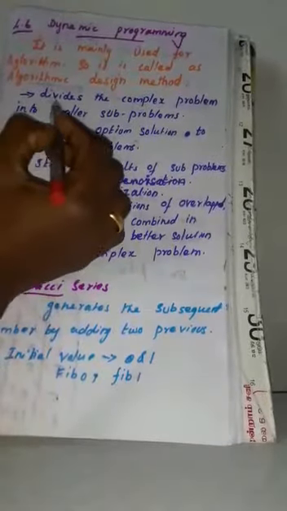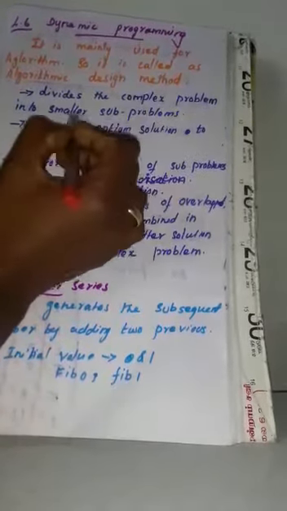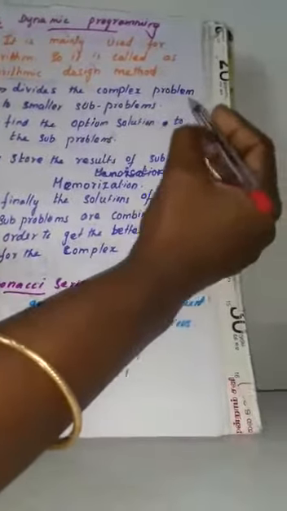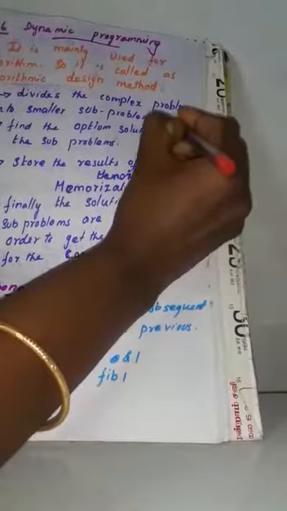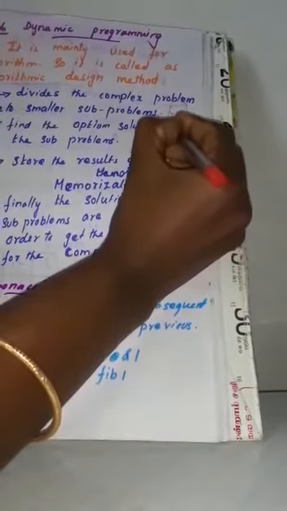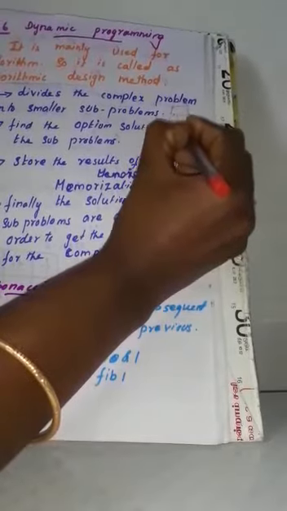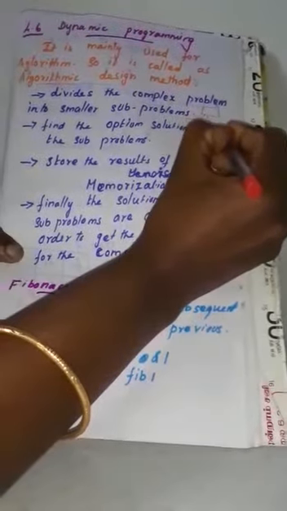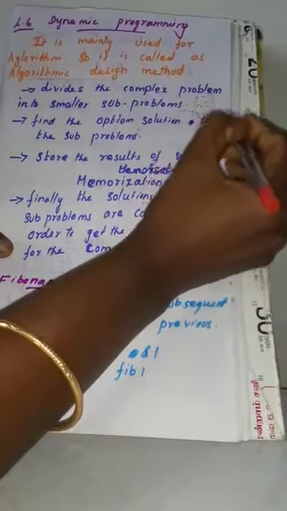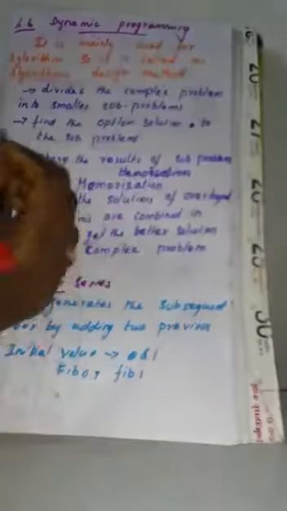Next, it divides the complex problem into smaller subproblems. Dynamic programming can divide the complex problem. A complex problem can be divided into subproblems: this one is one subproblem, second subproblem, third subproblem. A complex problem can be divided into many subproblems.